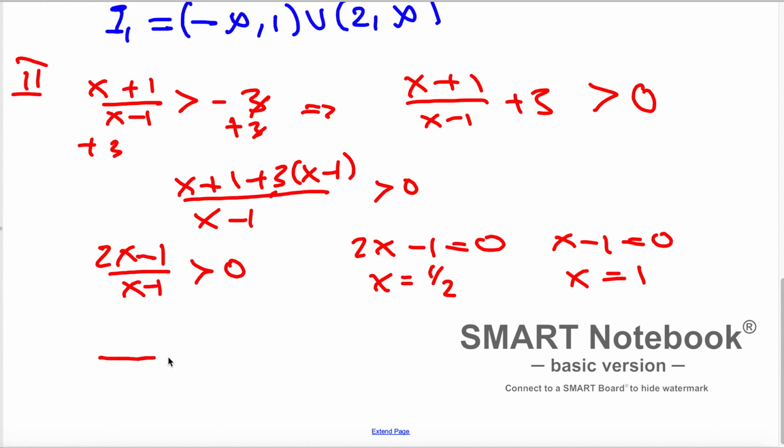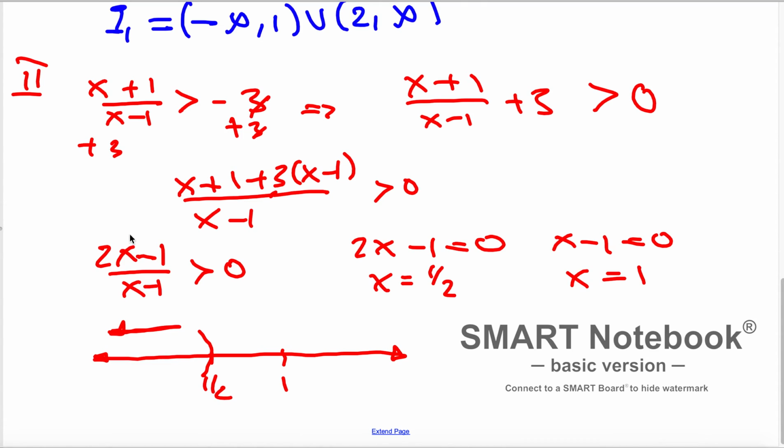Now let's look at how the solution of this inequality is going to look on the number line. Let me take here 0.5 and here 1. If we take the number 0, for example, and plug in 0, 2 times 0 is 0, minus 1 is negative, and negative divided by negative is a positive, so it holds. So the solution is in this part here, going from minus infinity to 0.5.